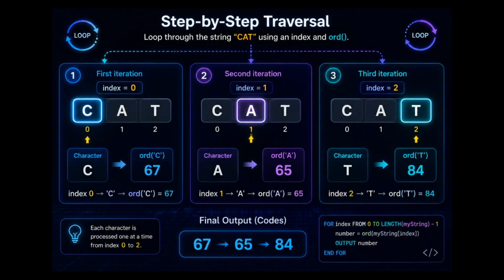Now, let's see how we can traverse a string step by step. Our string is cat. We start with index 0. At index 0, we have the character C. Using ORD, C becomes 67. Next, the index moves to 1. At index 1, we have A. ORD A gives us 65. Finally, the index moves to 2. At index 2, we have T. ORD T gives us 84. So the loop processes each character one at a time, from index 0 to index 2, and the final output is 67, 65, 84. This is called traversing a string using an index.